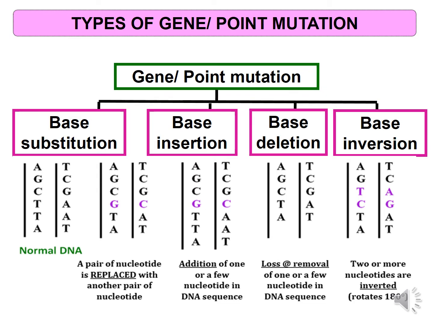There are 4 types of gene mutation. Base substitution, where a pair of nucleotides is substituted with a different pair of nucleotides, or base insertion, where a pair of nucleotides is added into the DNA sequence. Base deletion, where a pair of nucleotides is deleted from the DNA sequence, or base inversion, where 2 or more nucleotide pairs are inverted, rotated 180 degrees, and reattached into the DNA sequence.